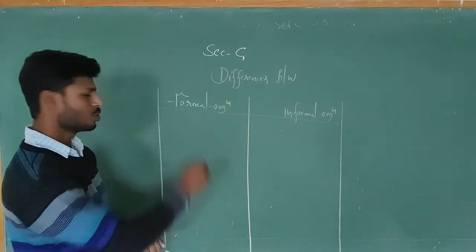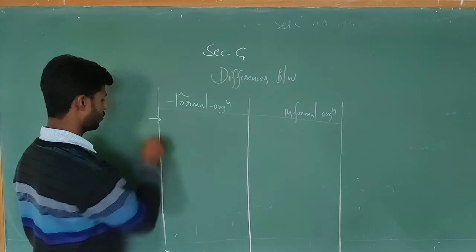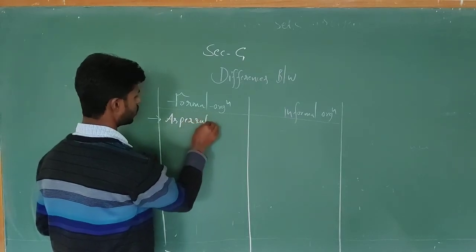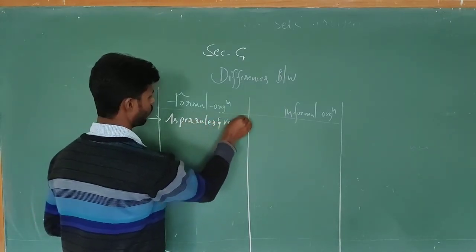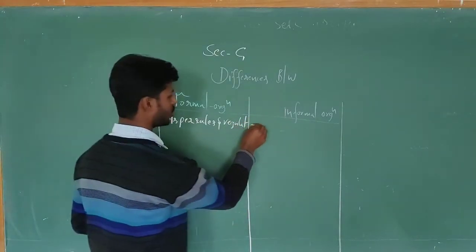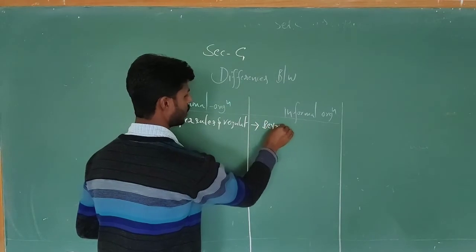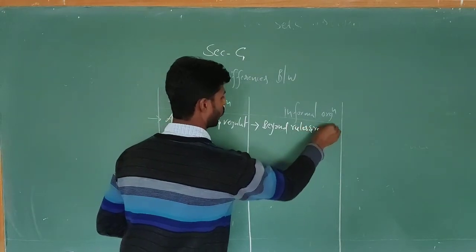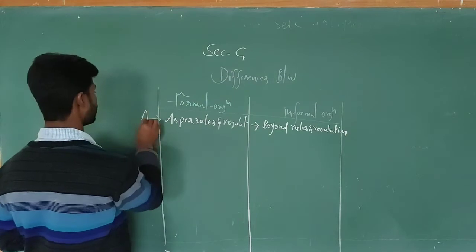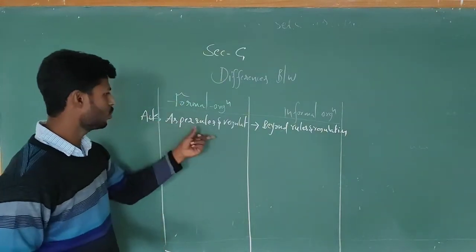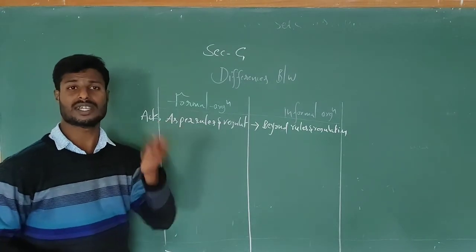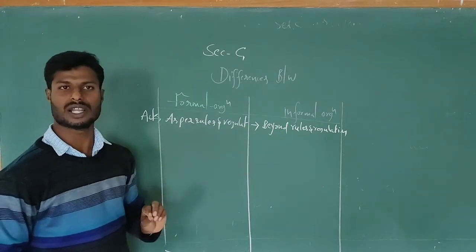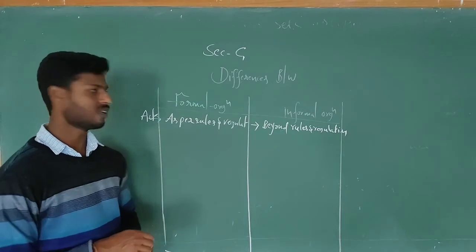Formal organization. The first difference: as per rules and regulations. But in informal organization, it is beyond the rules and regulations, meaning the day-to-day activities are beyond rules and regulations. The activities in the organization as per the prescribed rules and regulations, that is formal organization. But in informal organization, there are no prescribed rules and regulations, everything is beyond rules and regulations.